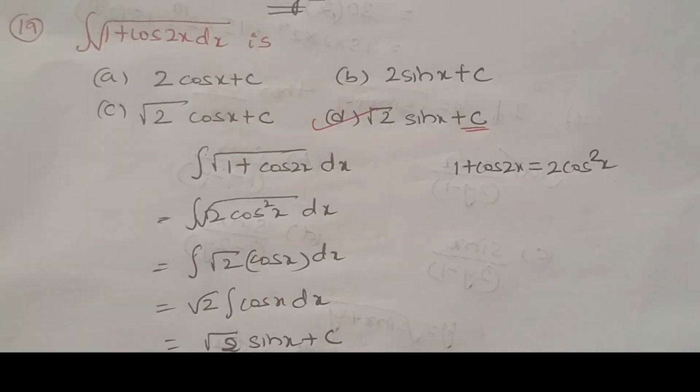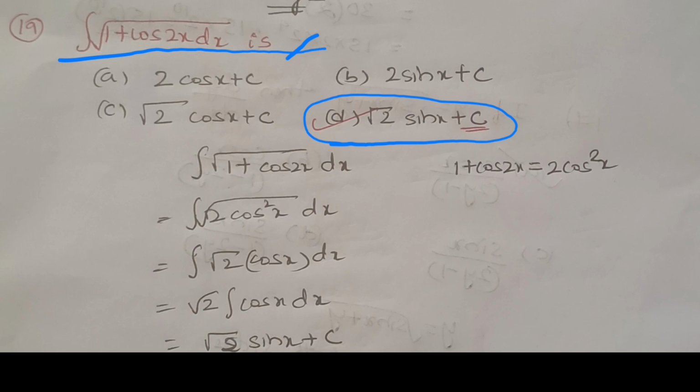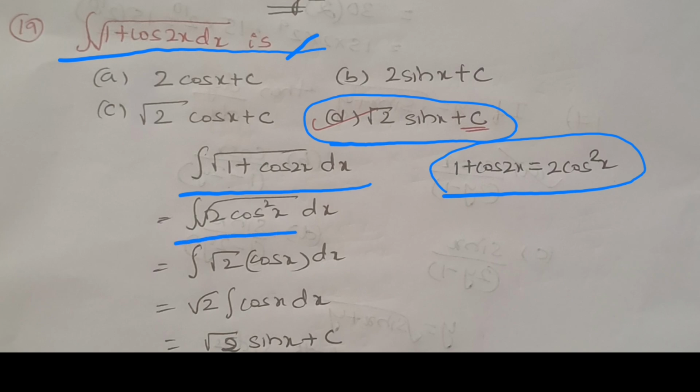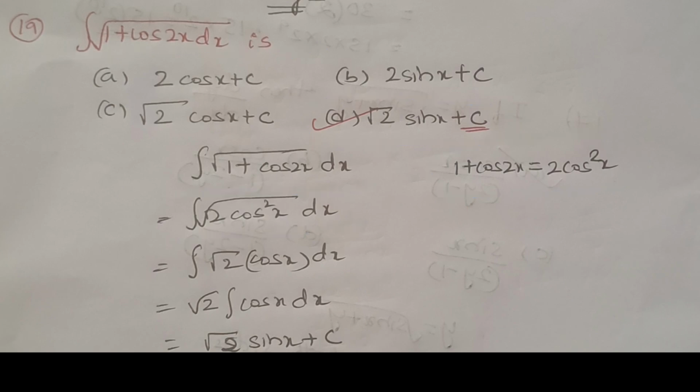Next, we need to find out the integration of root of 1 plus cos 2x into dx. Option D will be the answer. You should get 2 root 2 sin x plus c. As it is, you write down what the question is given. We have a formula for that: 1 plus cos 2x is equal to 2 cos square x.